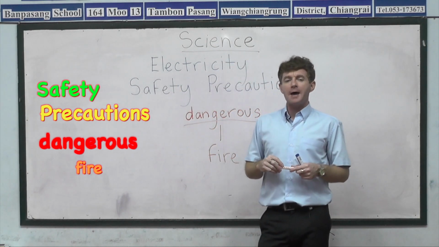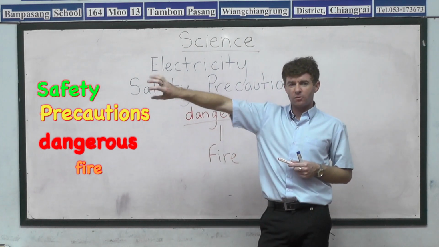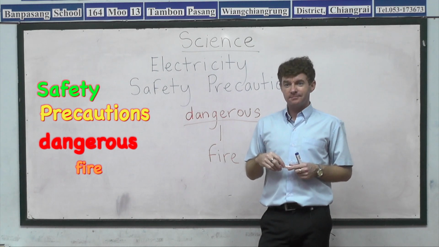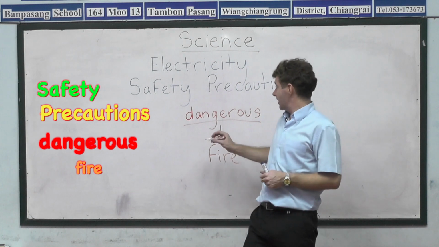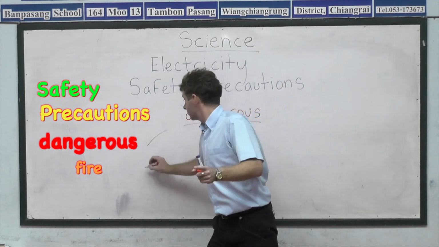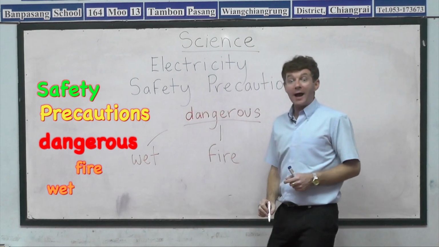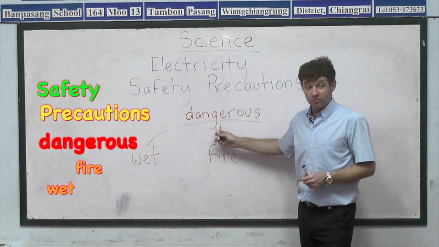Another example of when electricity can be dangerous. What do you think would happen if I had a glass of water and I poured it onto a computer? Do you think that would be good? No, it would be very bad. When electricity becomes wet, it can be dangerous.